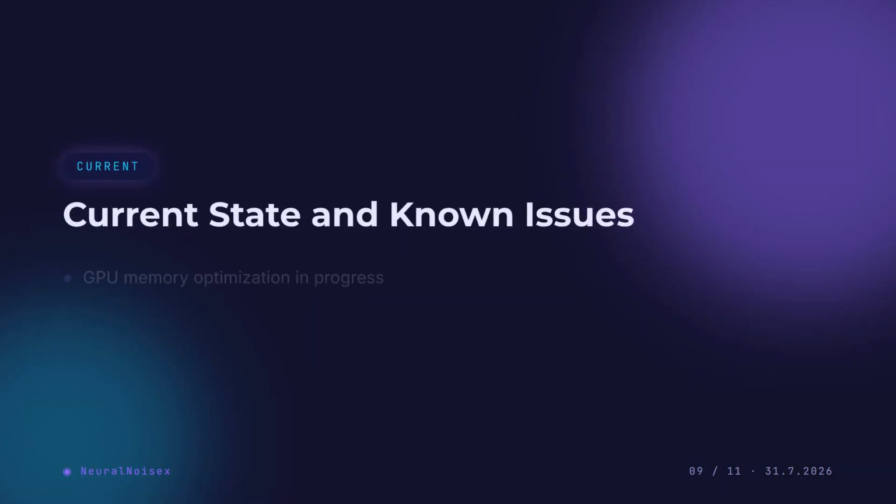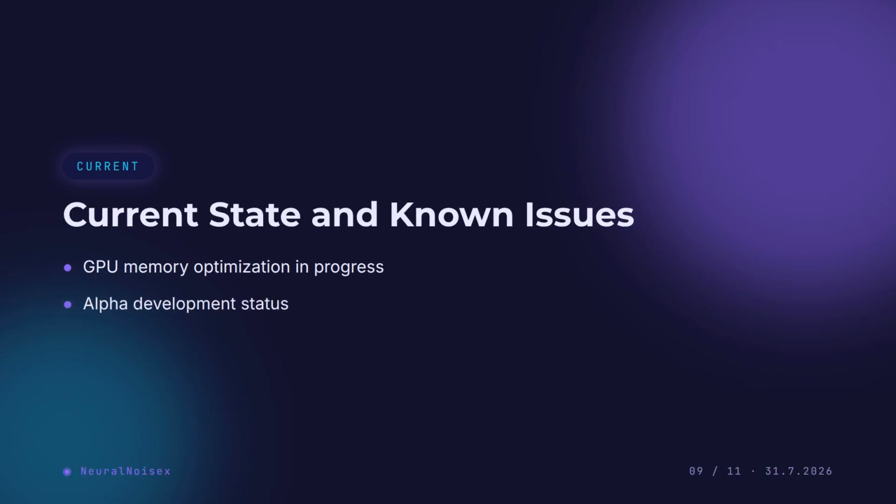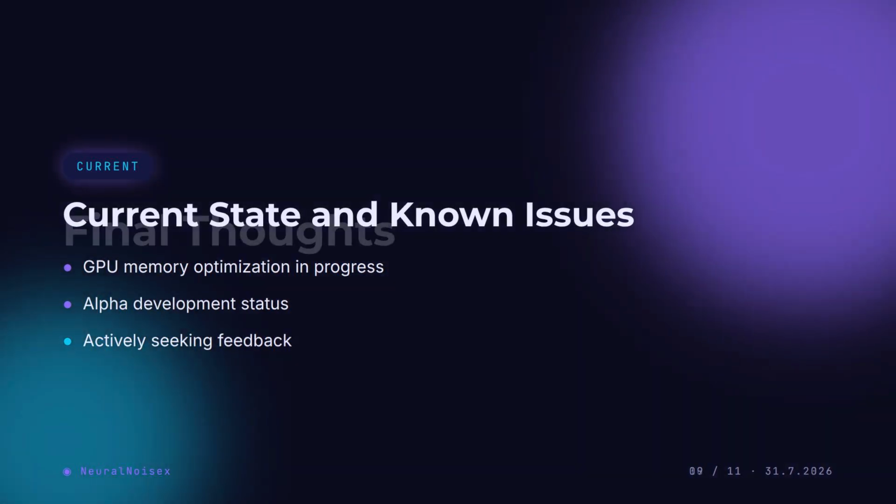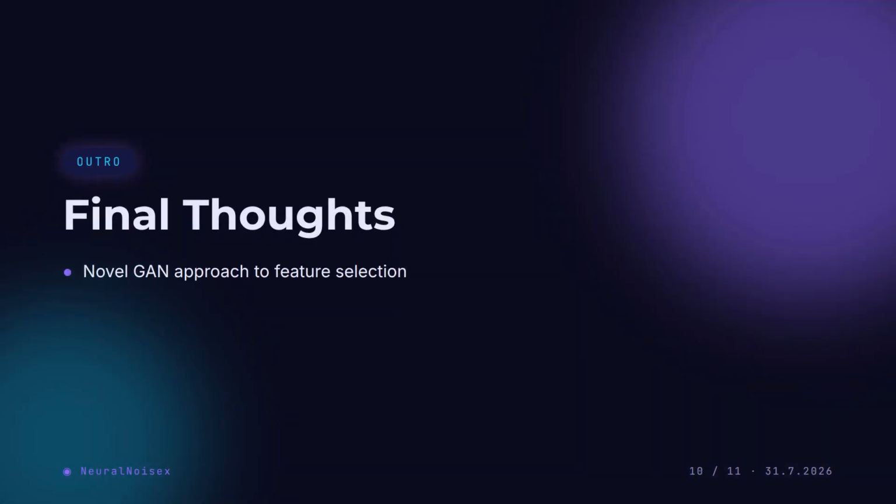As of the latest update, the author is actively working on optimizing GPU memory consumption, particularly for smaller datasets. The package is still in alpha, so it is not yet production-ready for all workloads. The author is actively seeking feedback on the architecture, code structure, and any bugs people encounter. If you want to dig into the math or implementation details, the arXiv paper and the GitHub repository both have the full documentation. GAMPS is an interesting approach to an old problem.